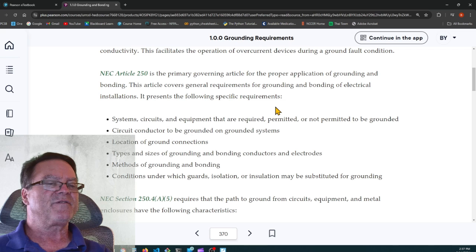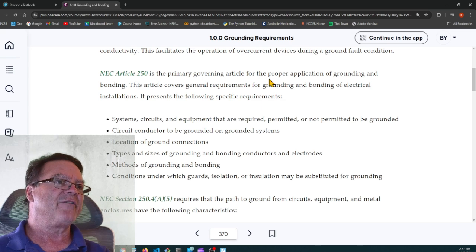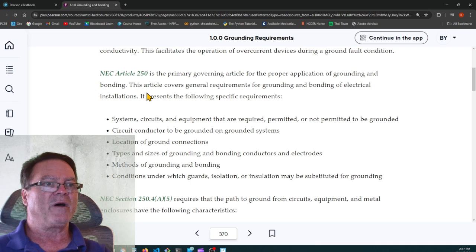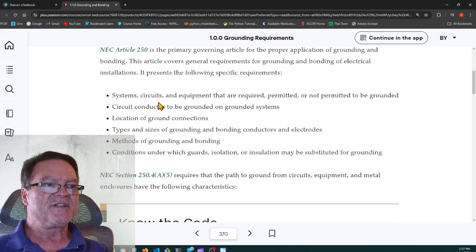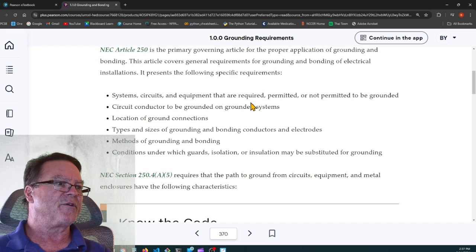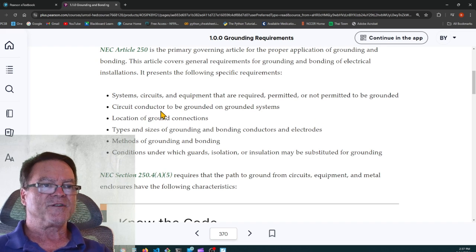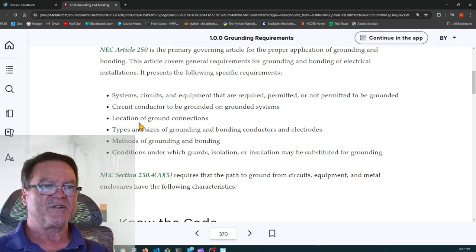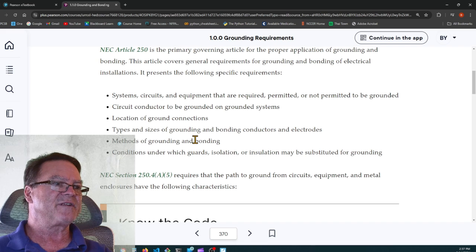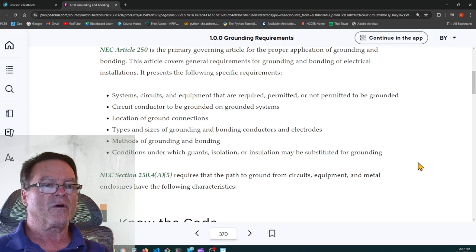NEC Article 250 is the primary governing article for the proper application of grounding and bonding. This article covers general requirements for grounding and bonding of electrical installations. It presents the following specific requirements. Systems, circuits, and equipment that are required, permitted, or not permitted to be grounded. Circuit conductors to be grounded for grounded systems, ungrounded systems, excuse me. Location of ground connections. The type and sizes of grounding and bonding conductors and electrodes, the methods of grounding and bonding, conditions under which guards, isolation, or insulation may be substituted for grounding.